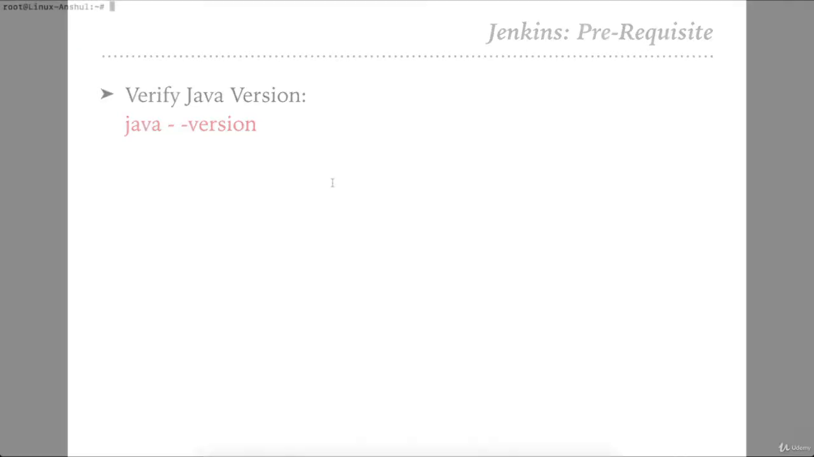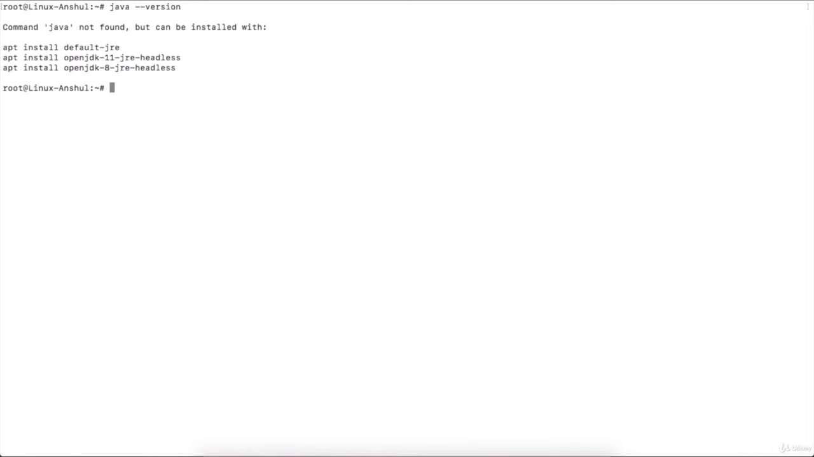Let's see. Right now I am on my terminal and I will execute the command java -version, and it returns "command java not found, but can be installed with these particular commands." So basically Java is not installed on my machine. Let's see how we can install Java on our machine.